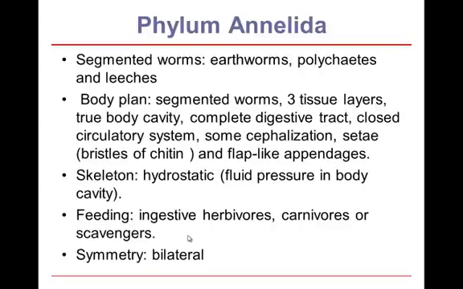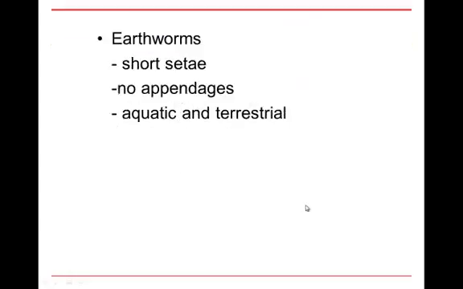So let's look at the three groups, and remember we're looking especially for these two features: setae, those bristles of chitin, and the flap-like appendages called the parapodia. And so we can see in the earthworms, they do have setae, but they are short setae, and they don't have any appendages. Now, earthworms may be both terrestrial and aquatic. There are different species that live in different environments, and so to call them earthworms and think them all terrestrial would be incorrect.